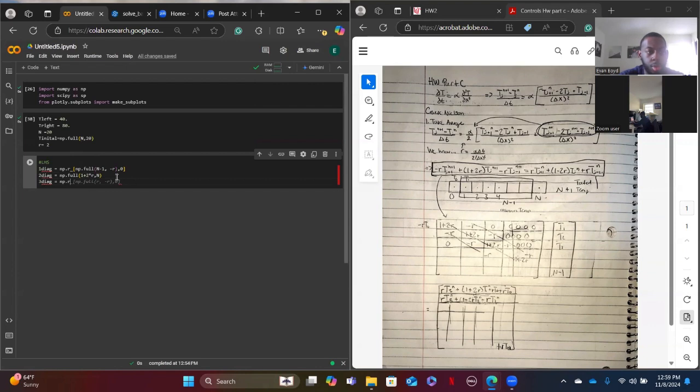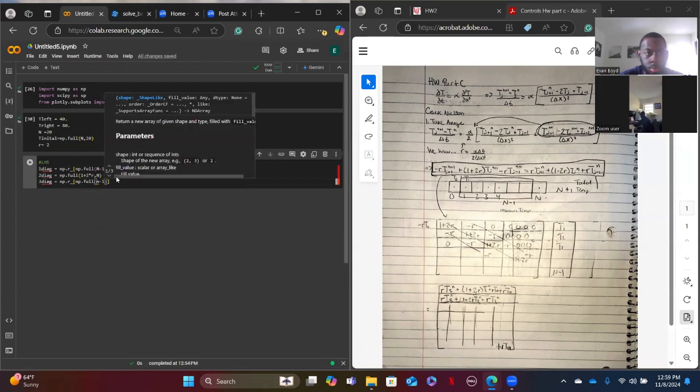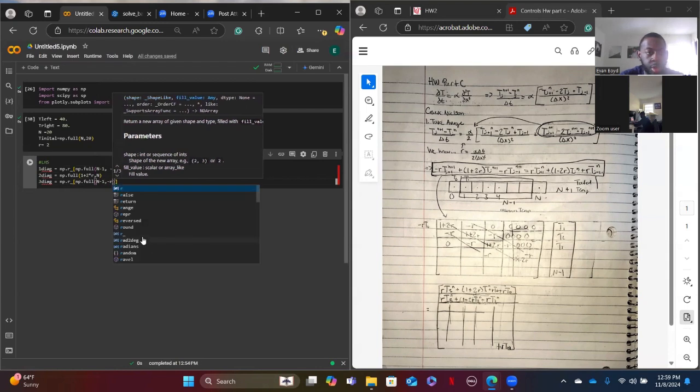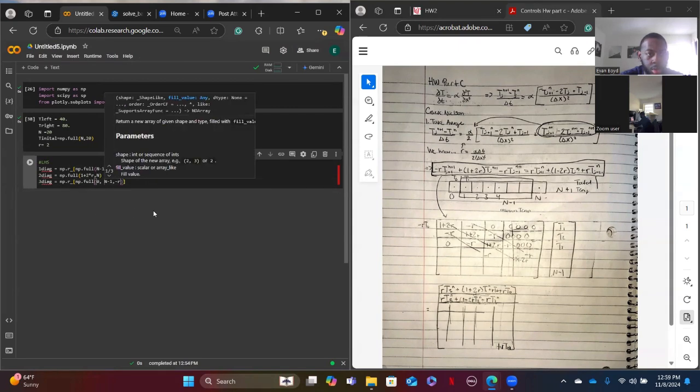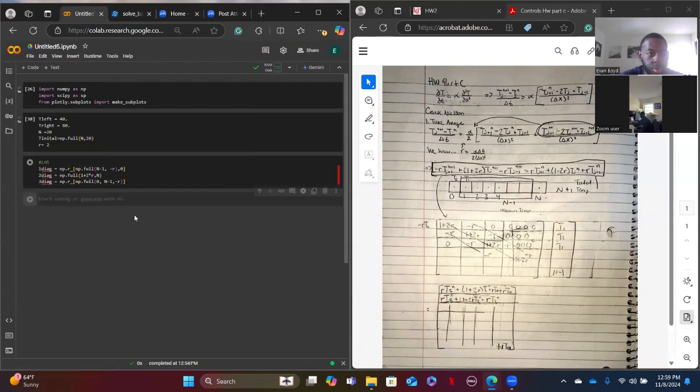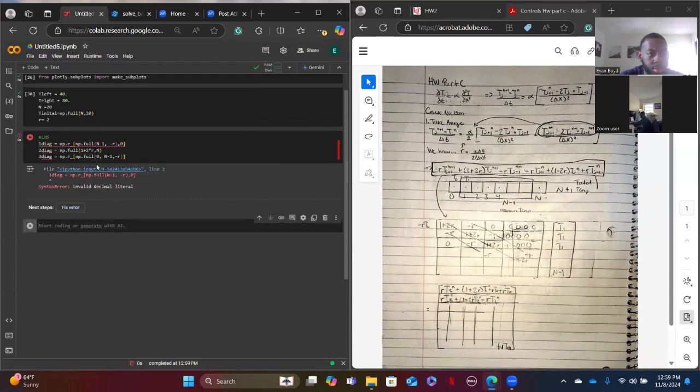And then the third diagonal is NP dot R of NP dot full, NP dot full of N minus 1. I need capital N minus 1. And then of negative R. And this time the 0 will be in front. Okay, so this should be 0 and this. Okay. Shift enter. Invalid decimal.